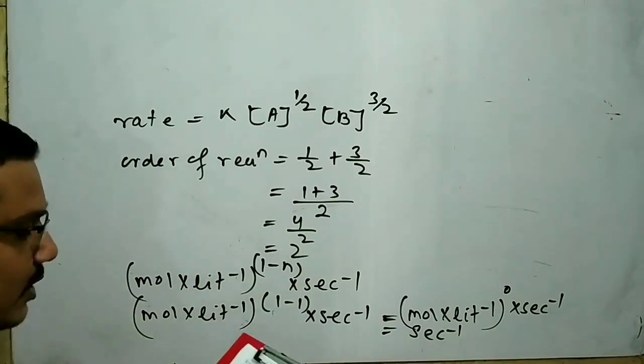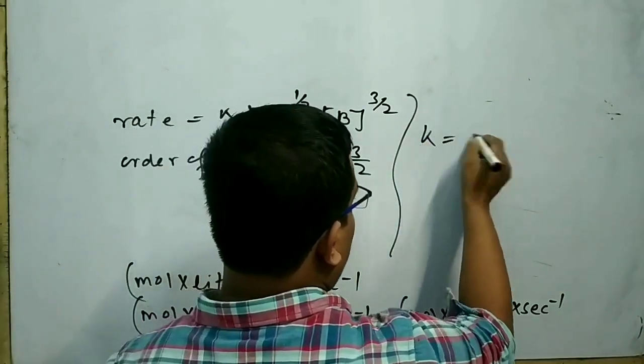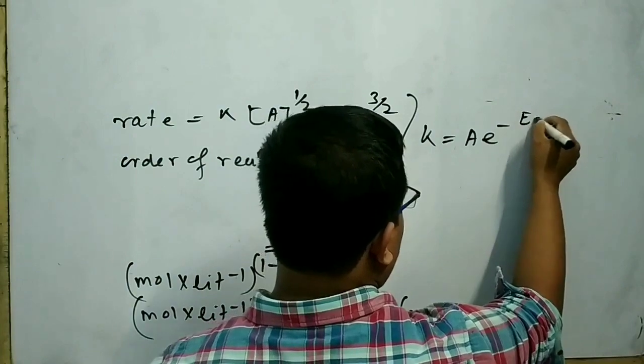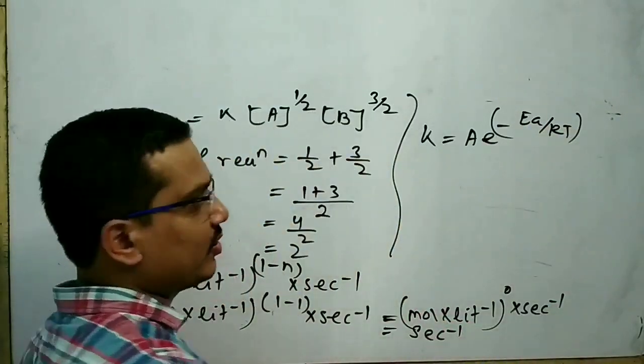Next question is, what is the Arrhenius equation? The Arrhenius equation is K is equal to A into e to the power minus E by RT. This is said to be the Arrhenius equation.